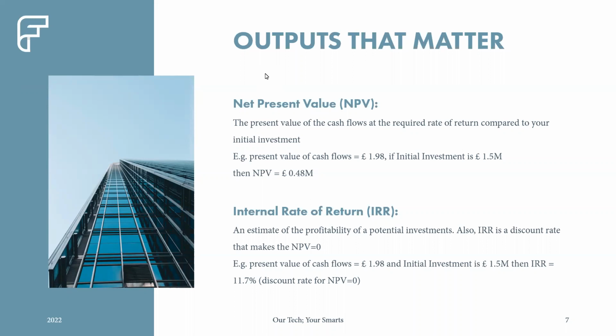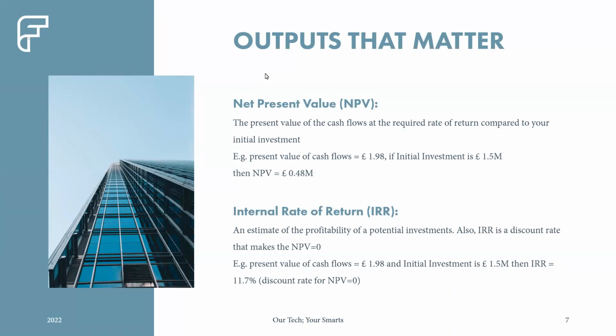Within the assessment of £1.98 million for the property in the prior example, we had assumed a discount rate of 8%. In the internal rate of return calculation, what we're doing is we're trying to derive what the discount rate is equal to when the net present value is equal to 0. So in the example from the prior slide, the present value of cash flow has been £1.98 million on an initial investment of £1.5 million. What is the discount rate for the NPV to equal 0?